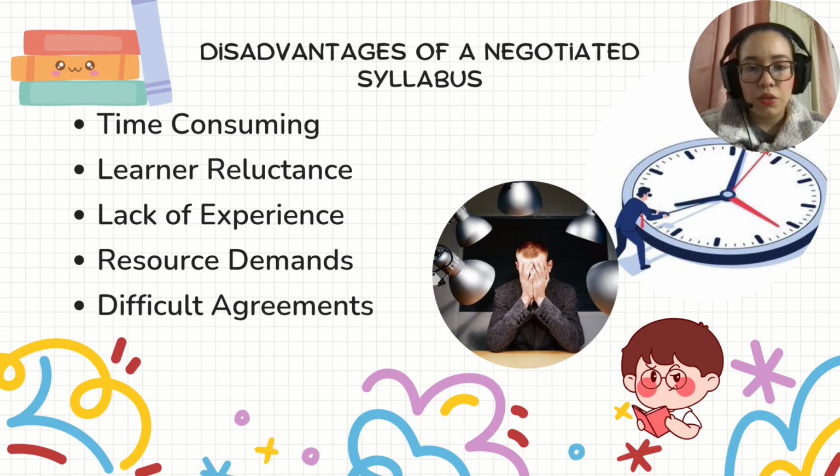Disadvantages of a negotiated syllabus. A negotiated syllabus can be difficult because learners may not feel comfortable negotiating with teachers or may not know enough about learning options to make good decisions. Some students prefer their teachers to control the course, and teachers also need a high level of skills and access to many resources. In addition, negotiating takes class time and learners may find it difficult to reach agreement on what should be studied.